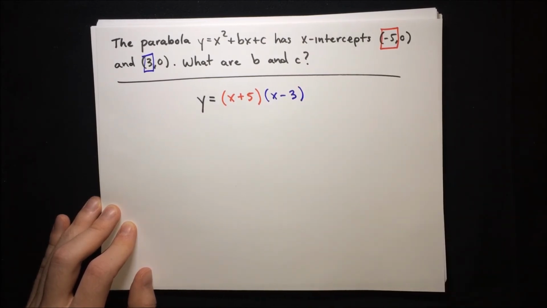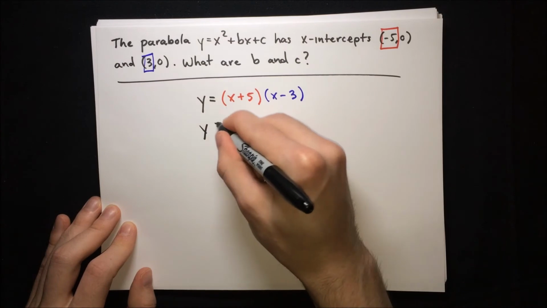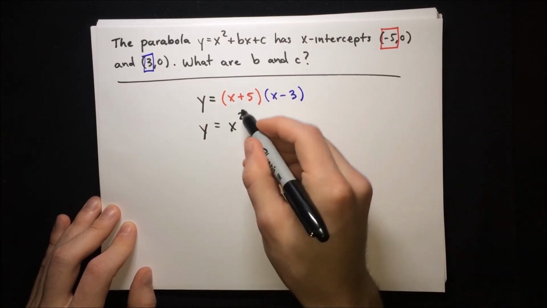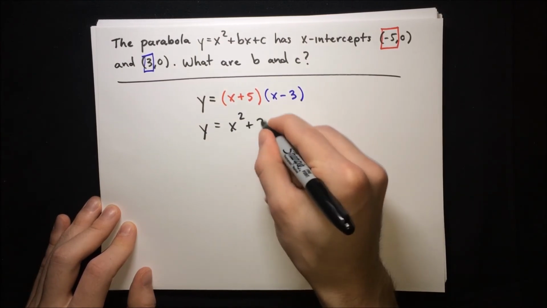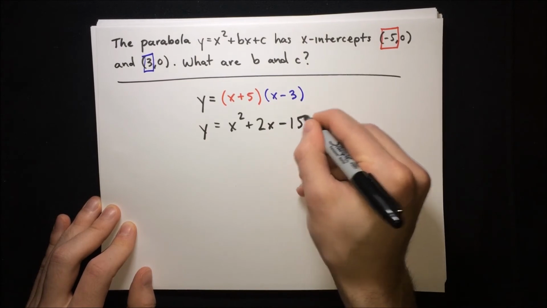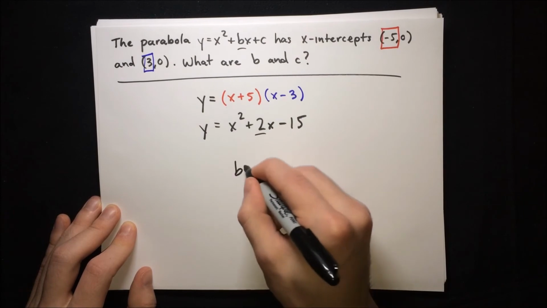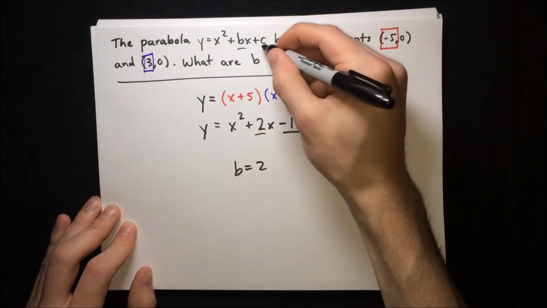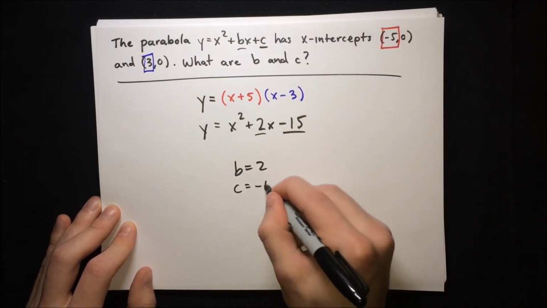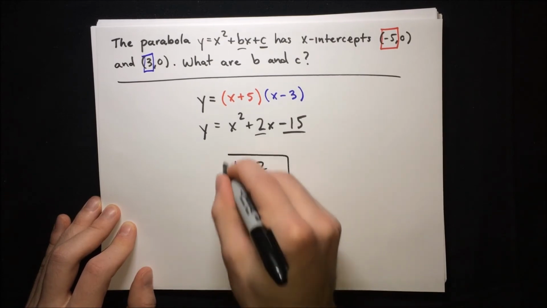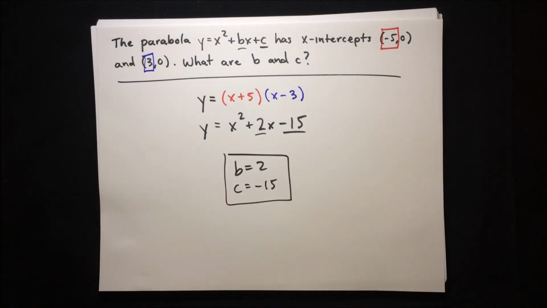So now we can just multiply out the factors. So y equals x squared, 5 minus 3, so plus 2x, then minus 15, and then 2 goes to b, and minus 15 goes to c. And there we have it. There's our solution.